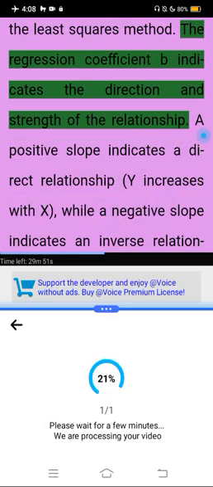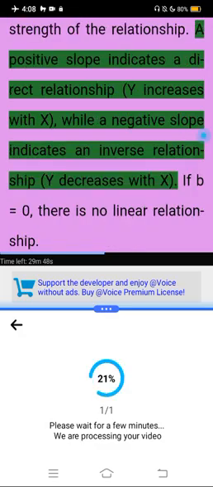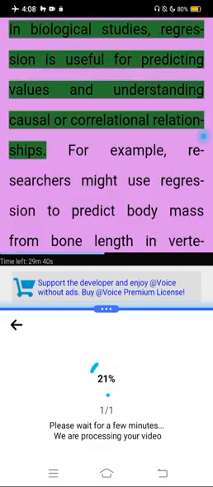The regression coefficient b indicates the direction and strength of the relationship. A positive slope indicates a direct relationship, y increases with x, while a negative slope indicates an inverse relationship, y decreases with x. If b equals 0, there is no linear relationship.